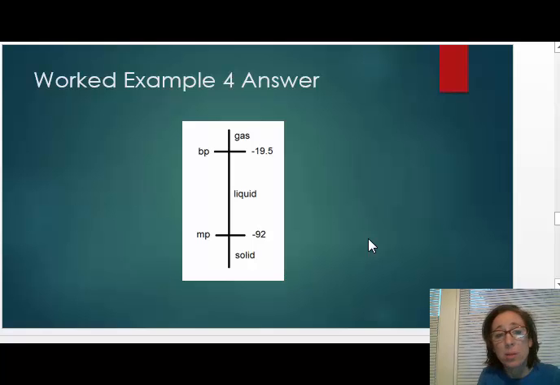We are told that the melting point is negative 92 degrees Celsius and the boiling point is negative 19.5 degrees Celsius. Since room temperature, or 25 degrees Celsius, is a temperature above the boiling point, formaldehyde is a gas at room temperature. You will have some homework problems which are similar to this problem.